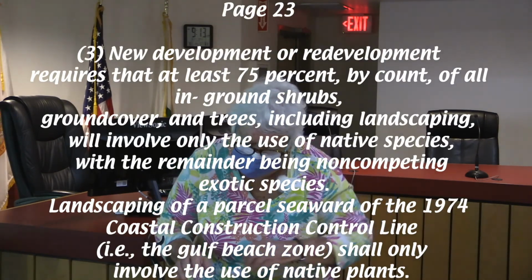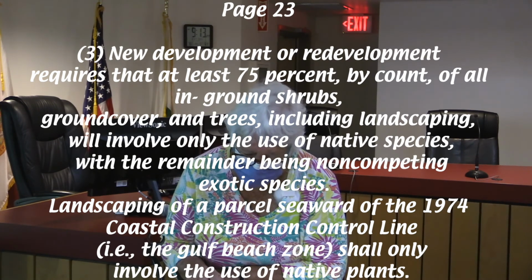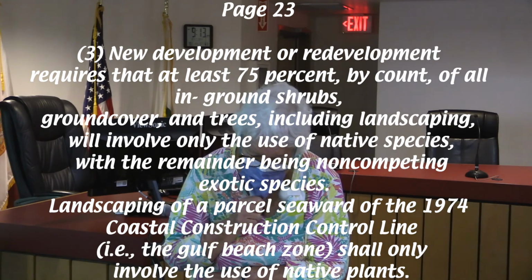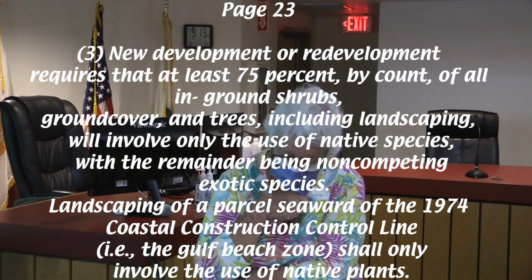All right, landscaping requirements. Let's go to section 3 under that. New development or redevelopment. All right. At least 75%, here we go again, by count of all in-ground shrubs, ground cover, and trees, including landscaping, will involve only the use of native species. And similar, as I mentioned before, the remaining 25% can be non-competing exotic species that are not invasive.